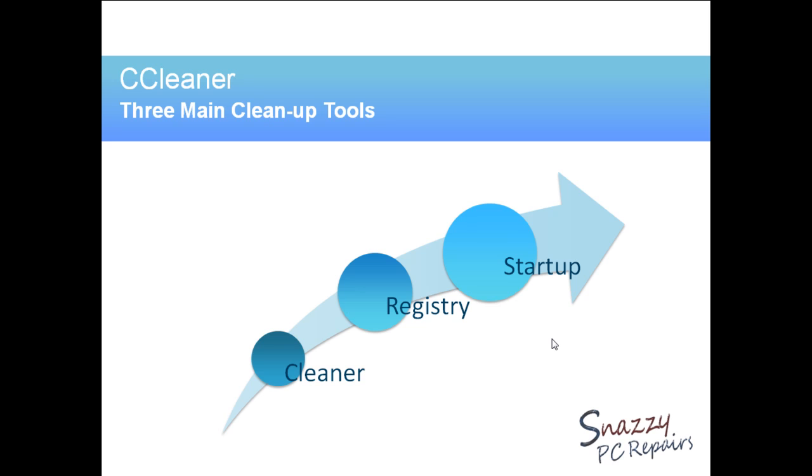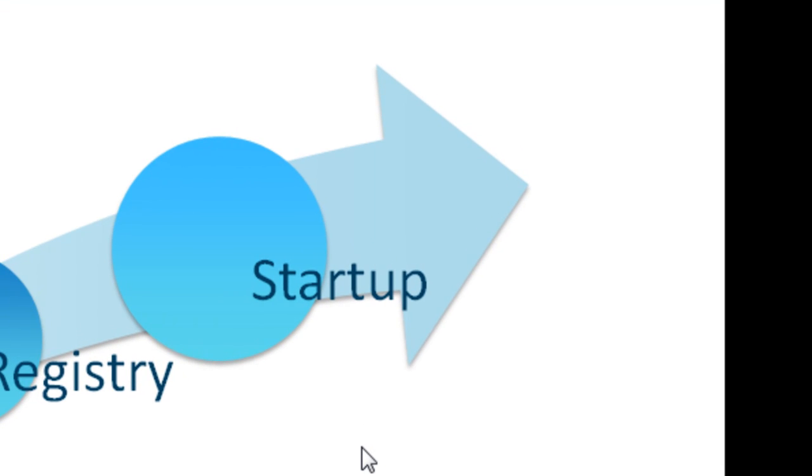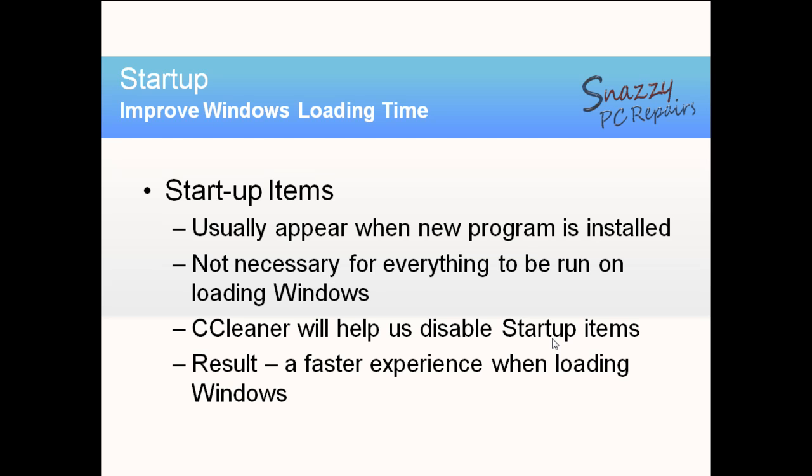We are going to be looking at the third area of our CCleaner program that's very important. This area is taking into consideration the speed of the startup process in Windows. There are a number of startup items that are set up to run when Windows is loading.